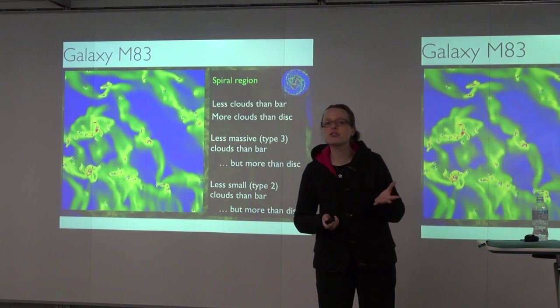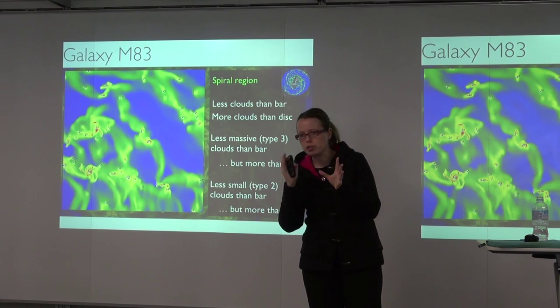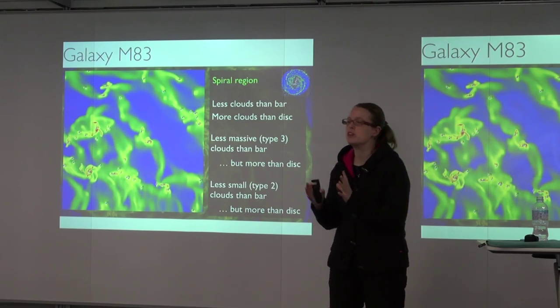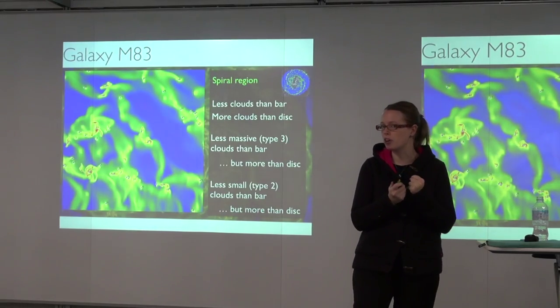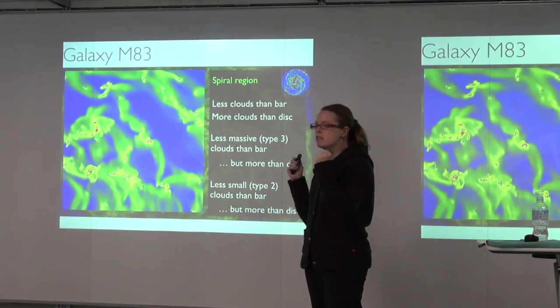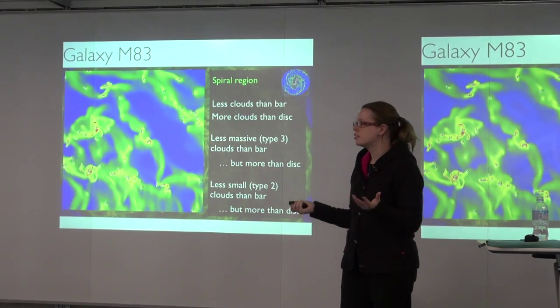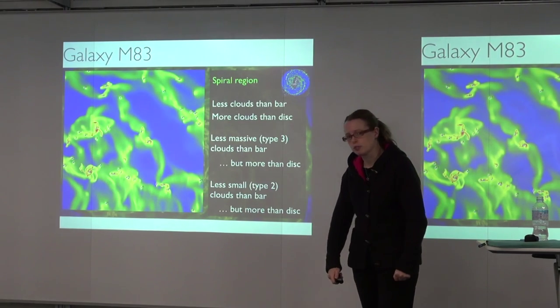So although all three areas have these three cloud types, the proportion, so the number of these cloud types they have, is different between regions. In the really hustle and bustle of our inner city bar region, we have a lot of really massive clouds and really small clouds. Whereas in the outer disk region, we have mainly our typical chilling type 2 clouds.